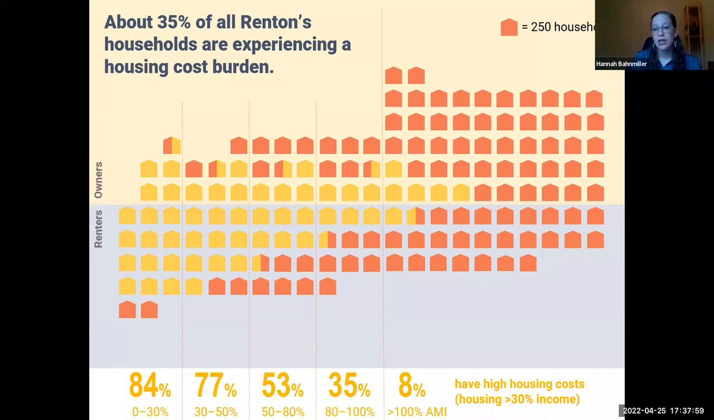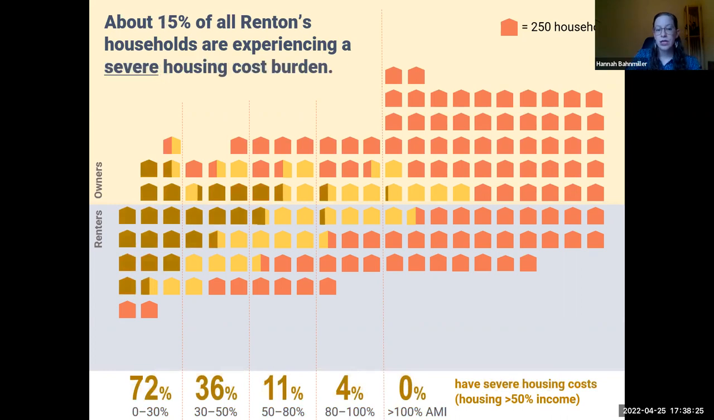Data shows that about 35% of all Renton households are experiencing housing cost burden, as represented by the yellow homes. And households that are renters and those that are making lower incomes tend to be the most cost burdened. According to this CHAS data source, as many as 84% of households earning less than 30% AMI are cost burdened in Renton. And among these households, many are severely cost burdened, which means they're spending over half their income on their housing. Nearly three-fourths of Renton's lowest income households are experiencing this extreme cost burden.